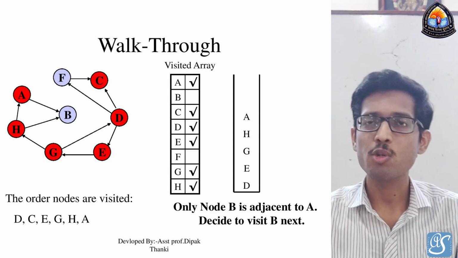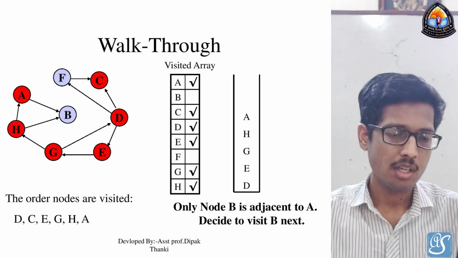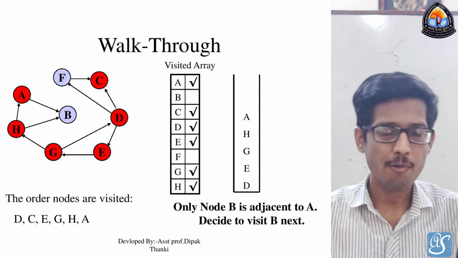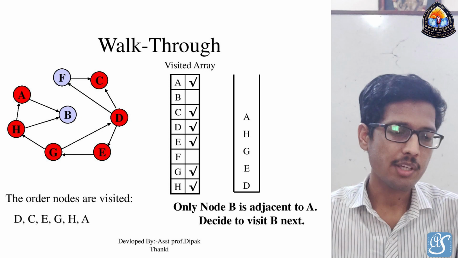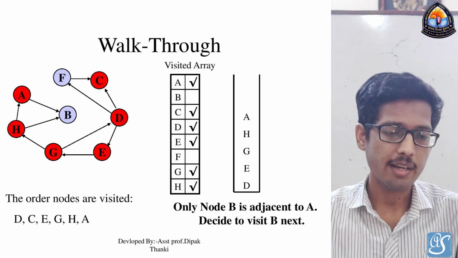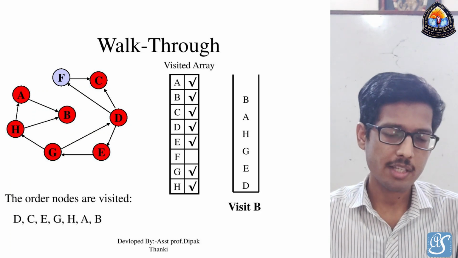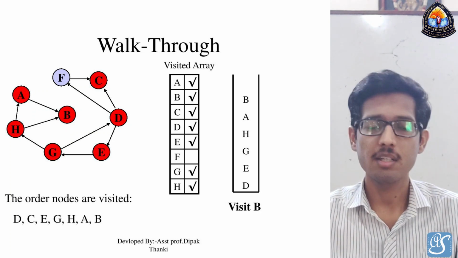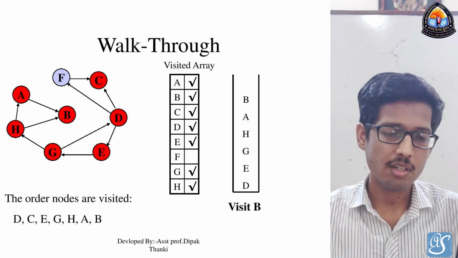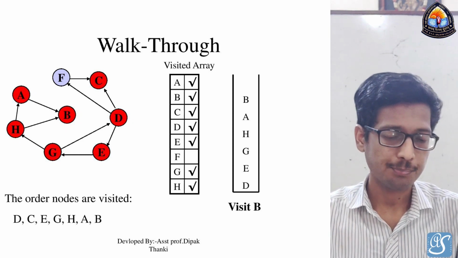So here we decide to visit B next, in which order the nodes are visited. Here we are considering the next node, which is B. So we have highlighted it, the same process, we have ticked it in the array, then inserted it in the stack.